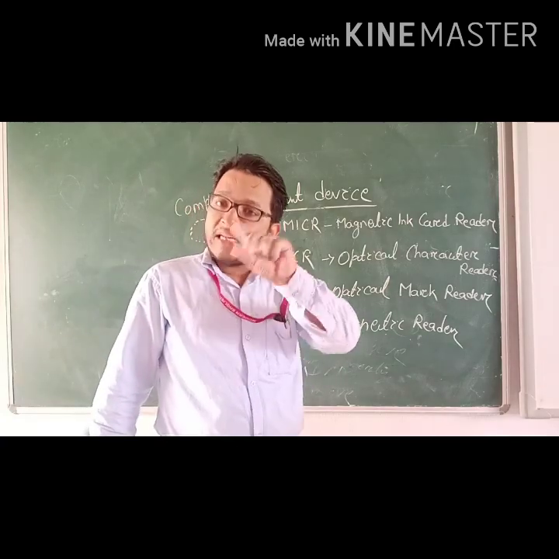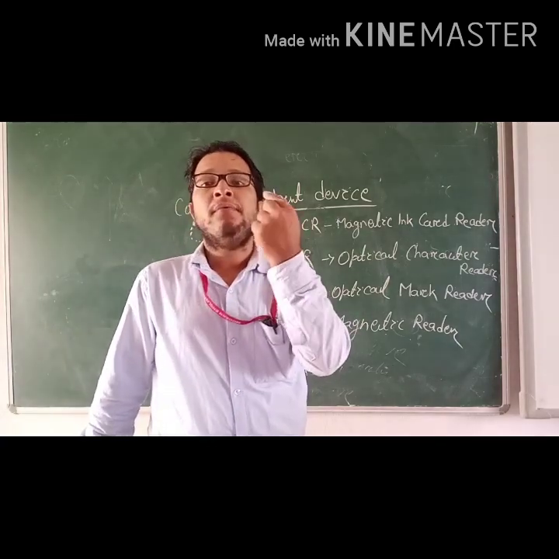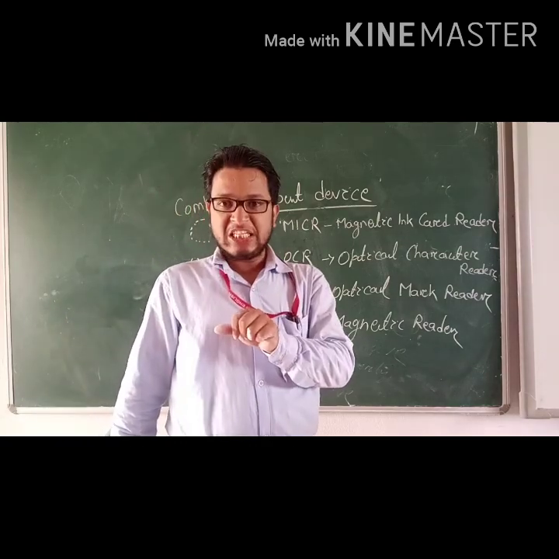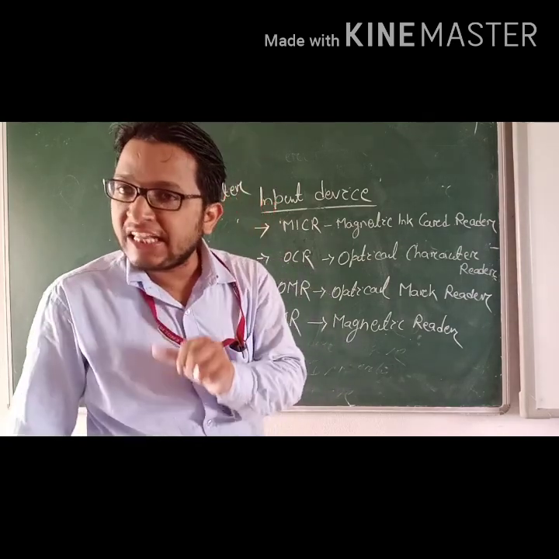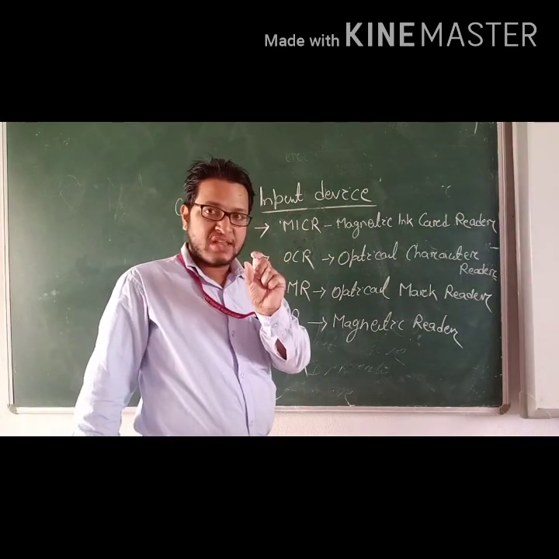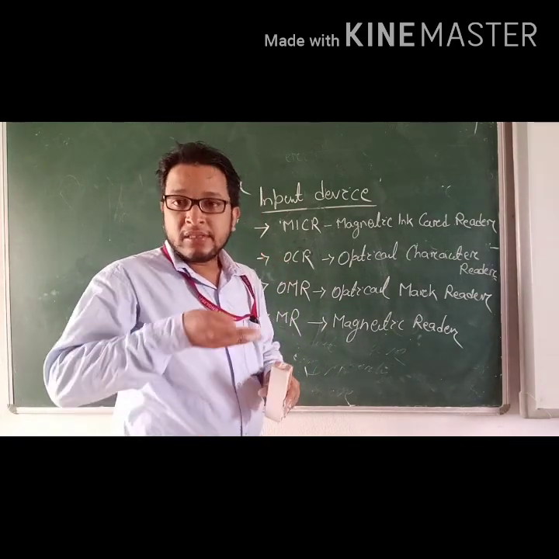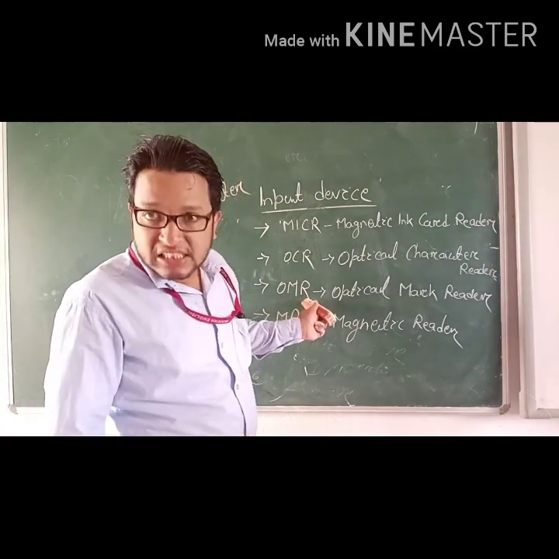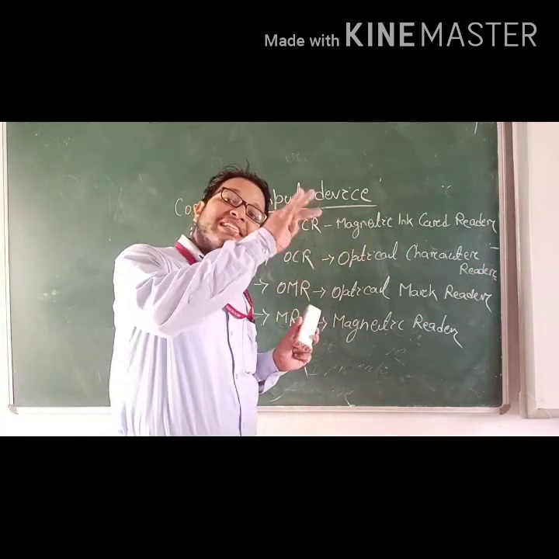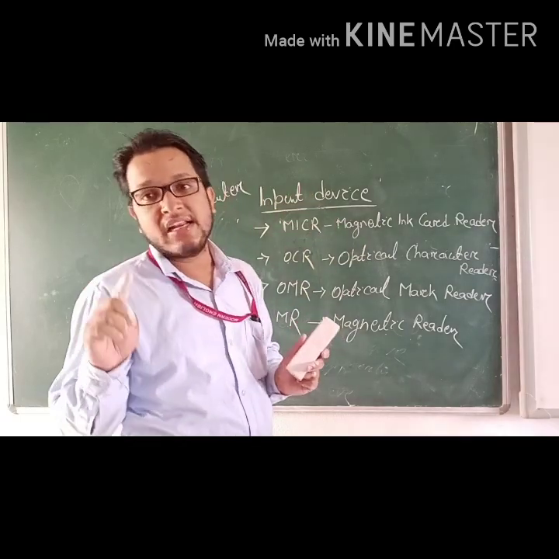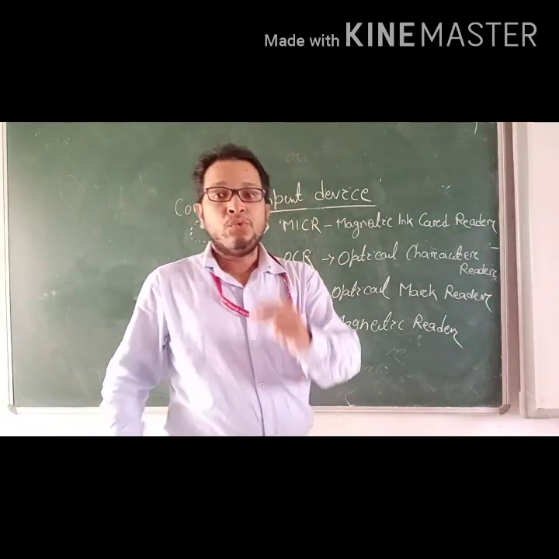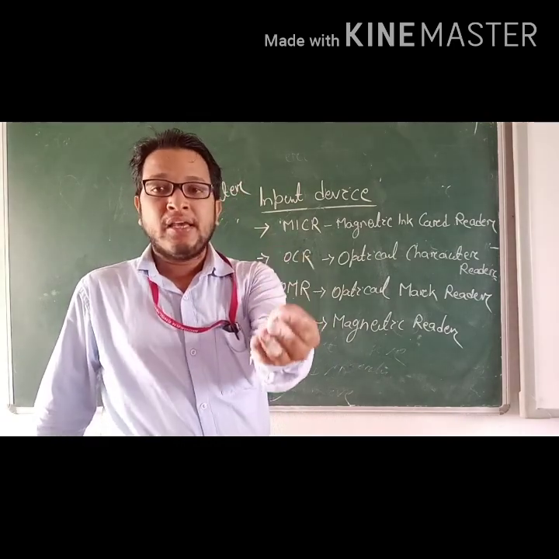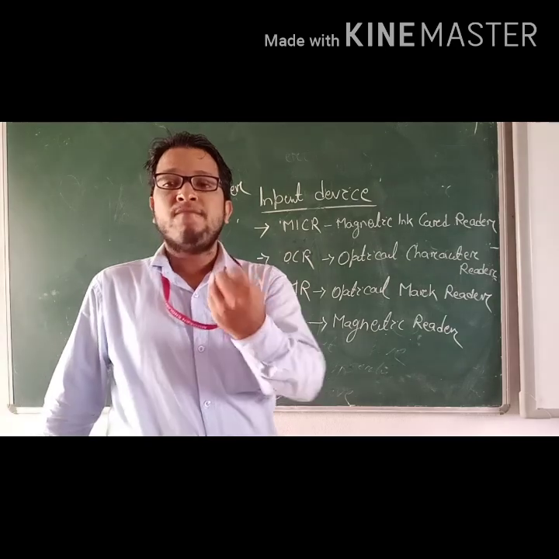You just darken it with either a pencil or a pen. Yes or no, student? Either pencil or pen, you darken that one. And after darkening, you just keep that OMR sheet inside the OMR machine input device, and it can easily read how many answers are right and wrong. Within 30 seconds, 20 seconds, 10 seconds, that machine gives the output.